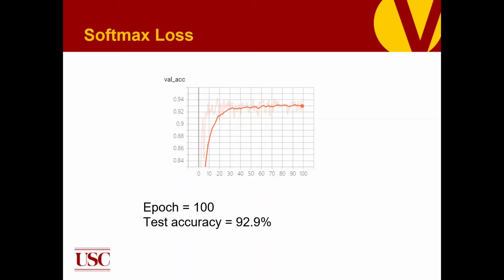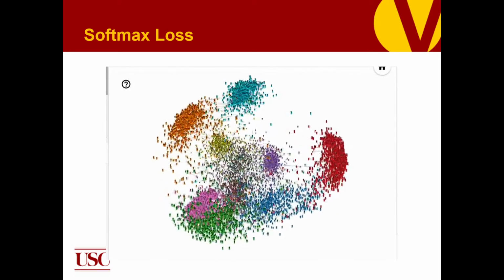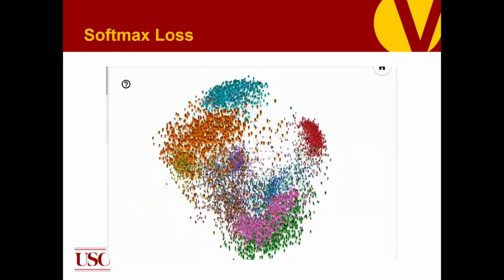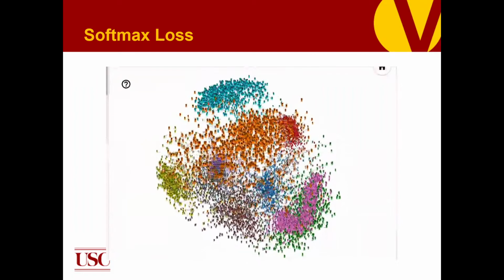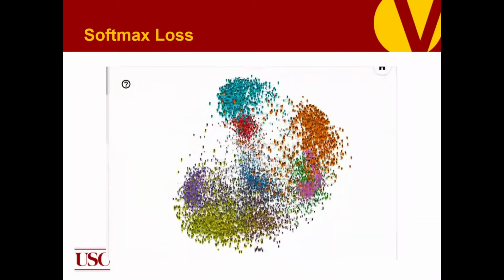The first one is softmax loss. We trained it with 100 epochs and the test accuracy is 92.9%. We extract the features of the second last layer and reduce the dimension to 3 to visualize the results. We can see each class aggregates not so densely, and the edge of each class is very sparse. So its intra-class distance is large, and the inter-class distance is very small.